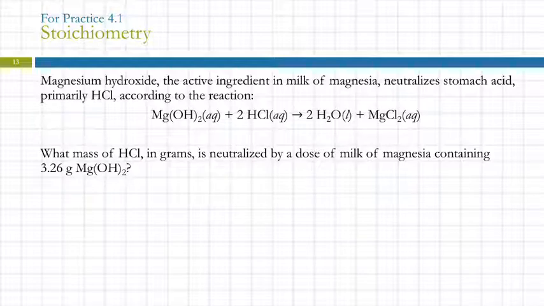Lots of words in there. What we're interested in are the numbers. So we read all the words, and then we go back and pick out the numbers. And so here we've got 3.26 grams of magnesium hydroxide. So I'm going to write that mass underneath the chemical formula in that equation. And then I want to find out what am I trying to find?